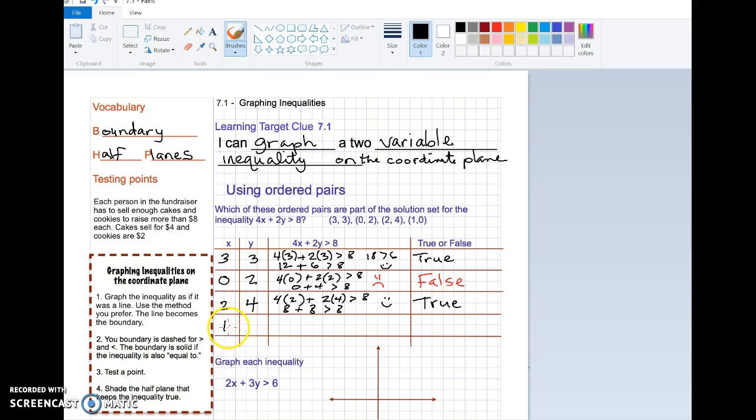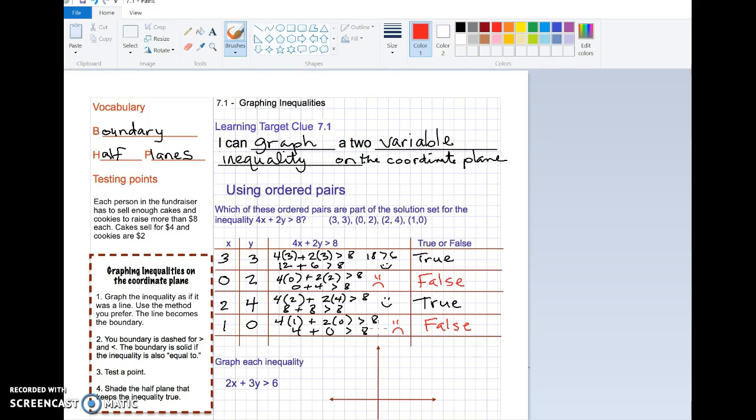Can I just sell 1 cake and no cookies? Well, you can see right away that with only selling 1 cake, I'm only going to make $4, and no cookies, that's 0. 4 plus 0 is 4. 4 is not greater than 8, so that is false. So I've just tested a few points to see which ones will work and which ones won't.